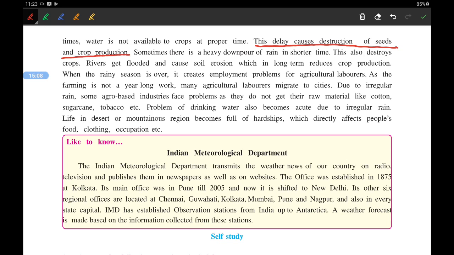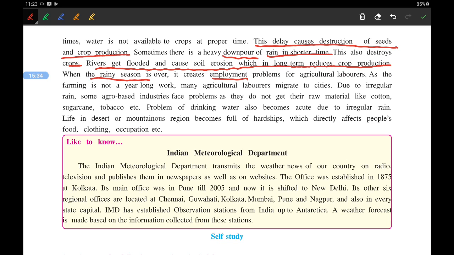Sometimes there is heavy downpour. There is heavy downpour in a shorter time. This also destroys the crop. Rivers get flooded and cause soil erosion, which in the long term reduces crop production. When the rain season is over, it creates an employment problem for agricultural labor. When the rainy season is over, the agricultural labor don't have work, so it creates unemployment.